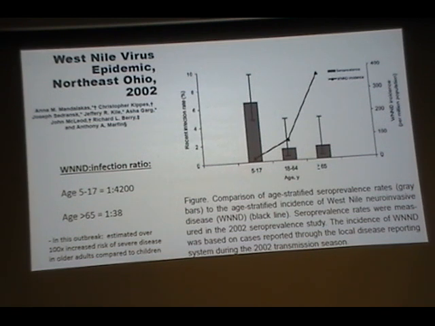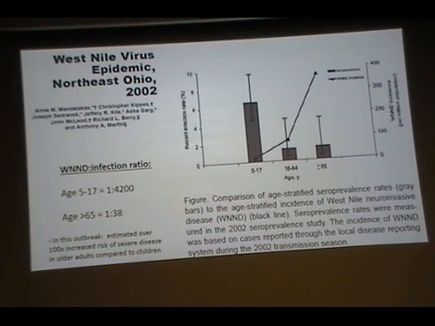So in the case of West Nile virus, the ages are on the bottom: 5 to 17, 18 to 64, greater than 65. A lot of the 5 to 17-year-olds were getting infected. They were showing signs of antibody titers, that they'd been exposed to West Nile virus, but they weren't showing much bad disease. The line going up shows the neuroinvasive disease of West Nile virus.